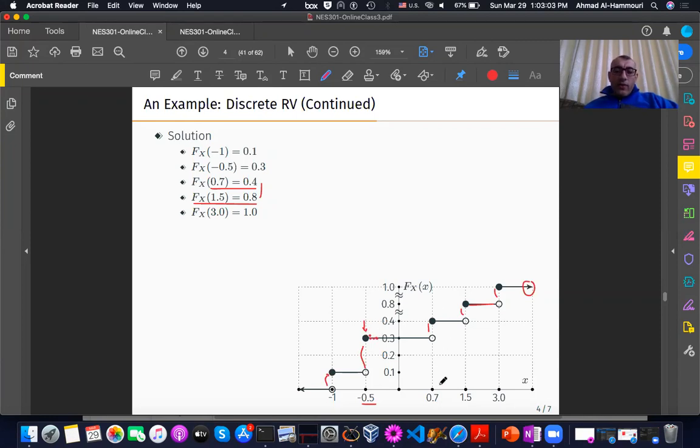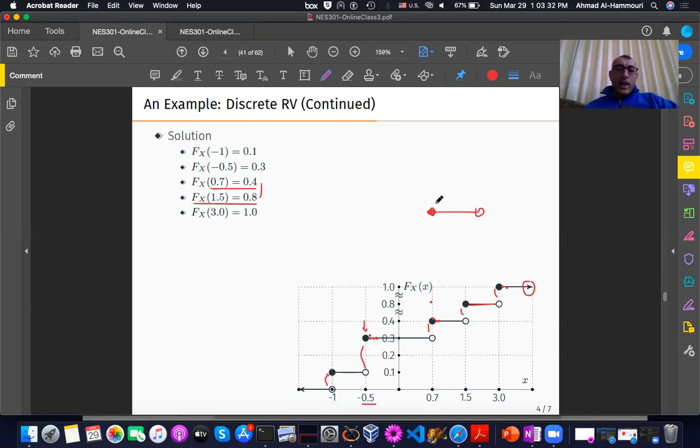Okay, what's f of x at 0.7? It is the probability of the point just to the right of it. What's the probability at 0.3? It is the probability of the point to the right of 3. So the plot of the CDF of a discrete random variable is always going to be closed from the left and open from the right.